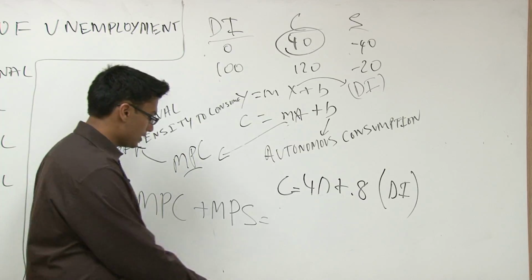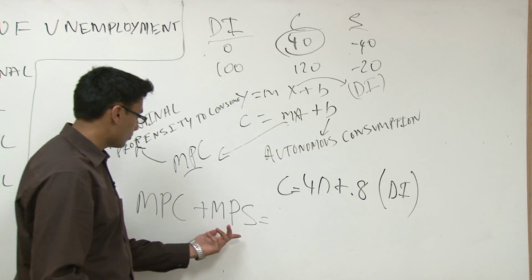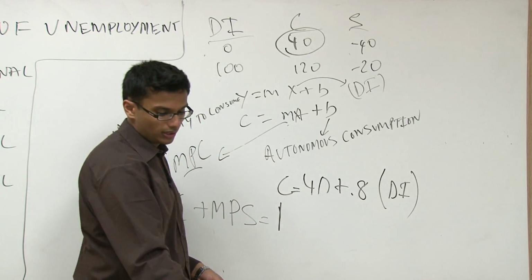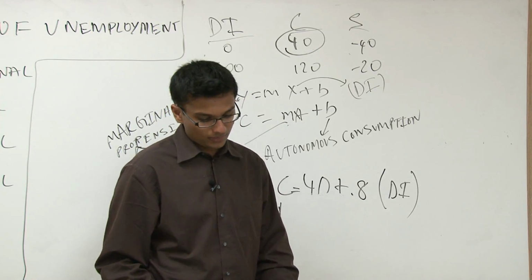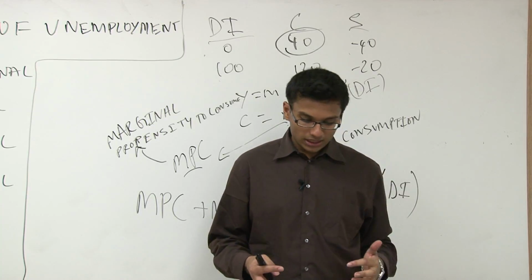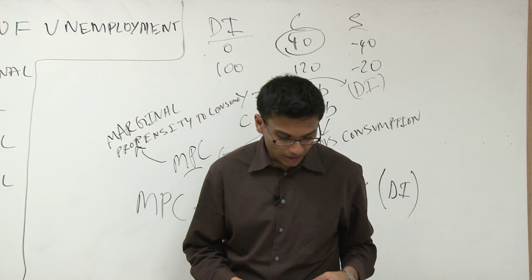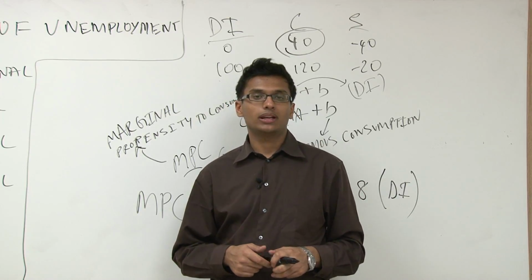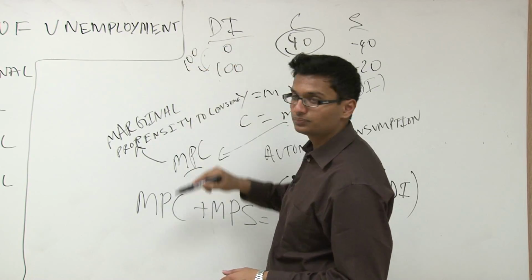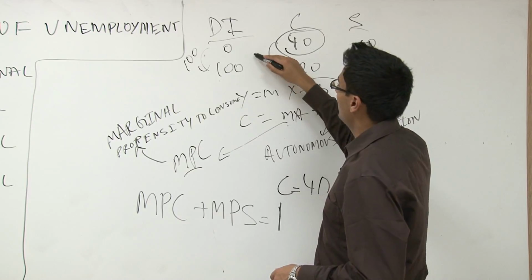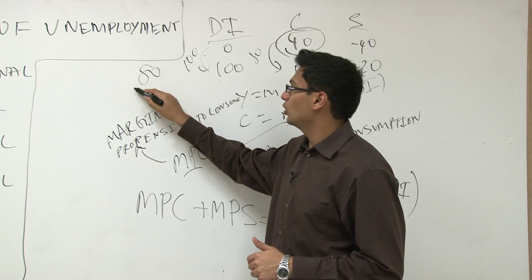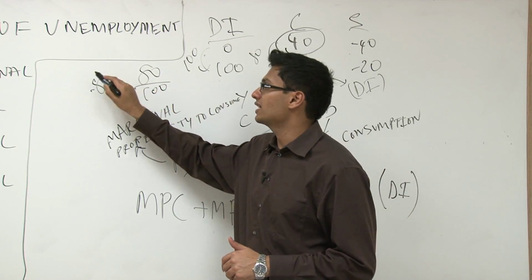One other point to note, guys, is that your marginal propensity to consume plus your marginal propensity to save is equivalent to 1. So that is the most important. If you guys wanted a definition for marginal propensity to consume, it's the change in consumption caused by a change in disposable income. So if my disposable income changes by 100, here consumption has gone up by 80. So the change is 80 over 100, and that's why the MPC in this case is 0.8.